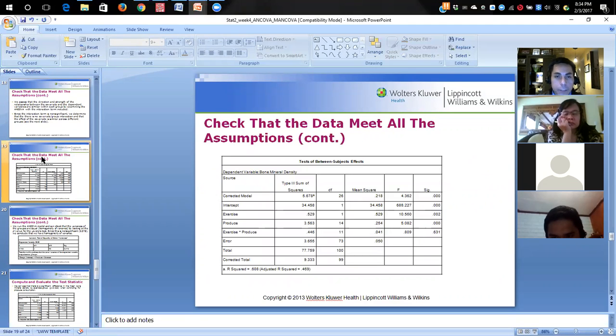all the data meet all the assumptions. And this is the SPSS output once you run your ANCOVA. And right here, you will see that it's statistically, that exercise is already statistically significant. But you also want to see that the produce is also statistically significant to the bone mineral density. So that's why we need to check the interaction, and that is not statistically significant.